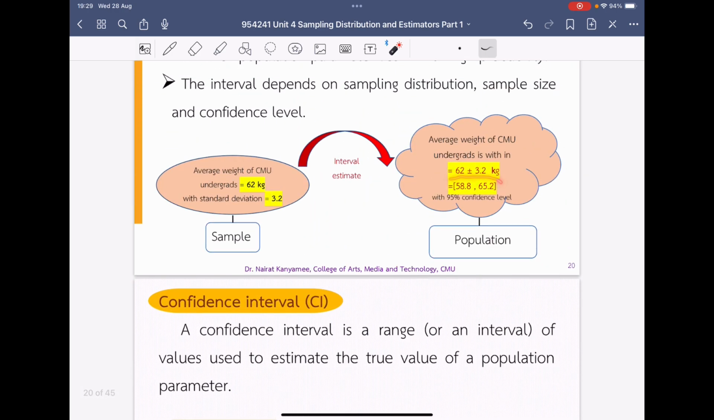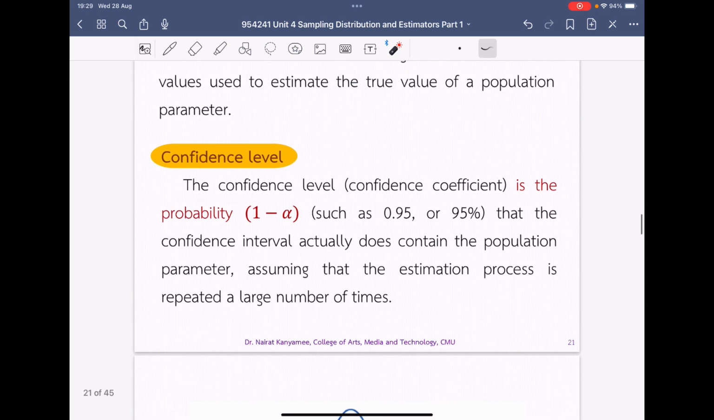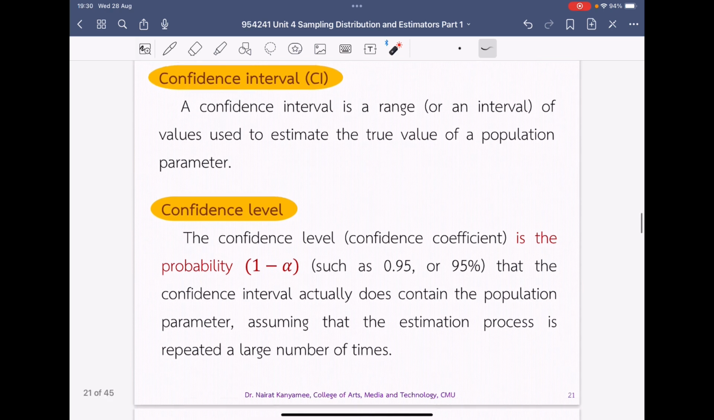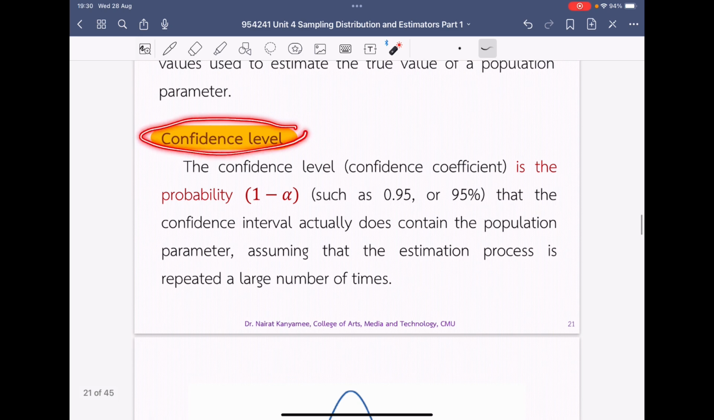Okay, the confidence interval and the confidence level. We have the confidence interval, the interval or range that is used to estimate the true value of the population parameter, and the confidence level, or confidence coefficient. It is actually a probability, and the value is 1 minus alpha. Alpha is the significance level.